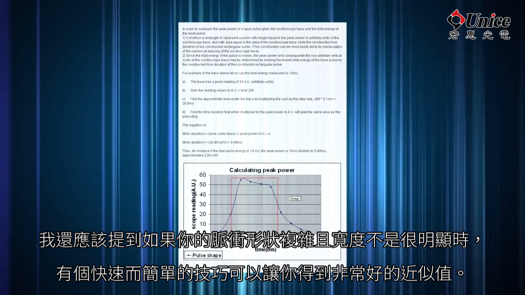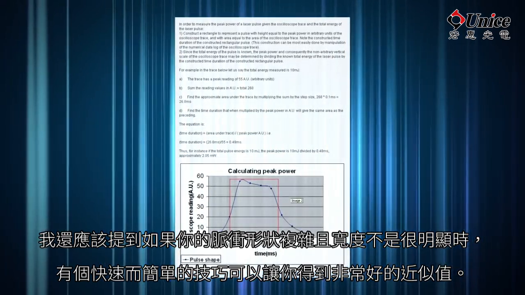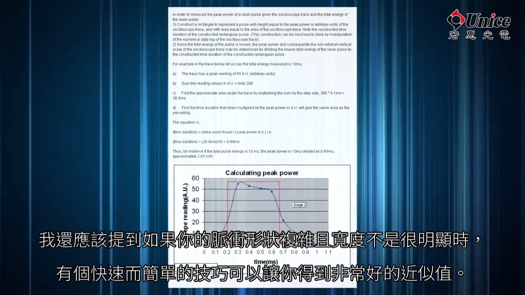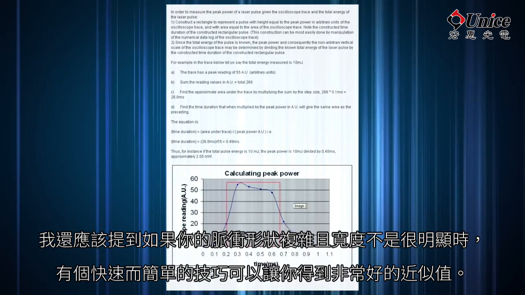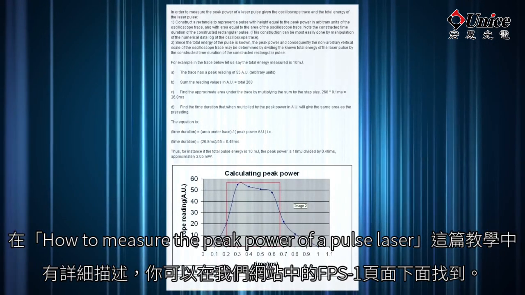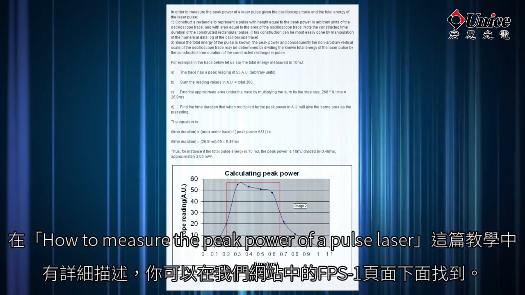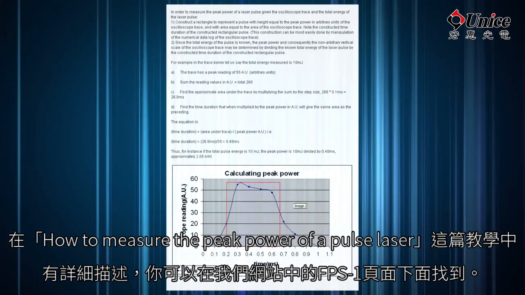I should mention also that if your pulse shape is complex and the width is not obvious, there's a quick and dirty trick that you can use to get a very good approximation. It's described in detail in the tutorial How to Measure the Peak Power of a Pulse Laser, which you can find at the bottom of the FPS-1 page on our website.